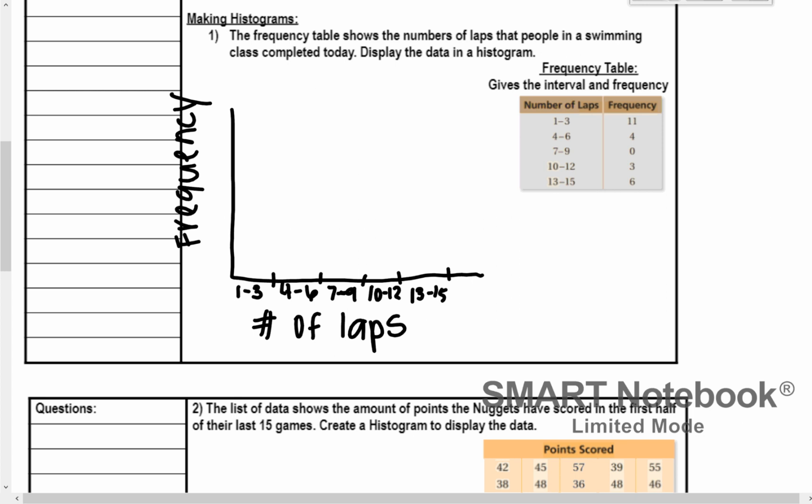You could just leave this tail here, or you could erase it if you wanted your graph to look really nice. I'm going to use different colors for making these bars. You do not have to. I'm just going to do that to help you visualize as I am making this.